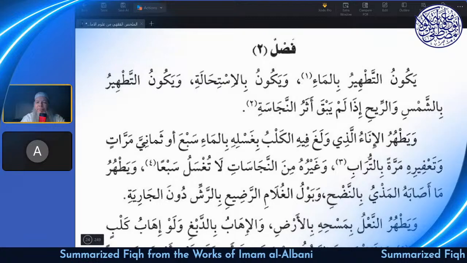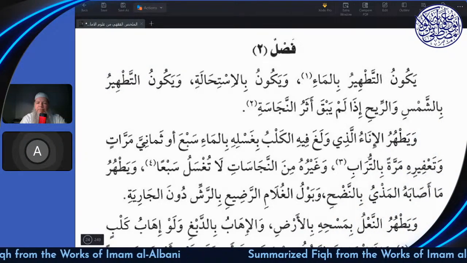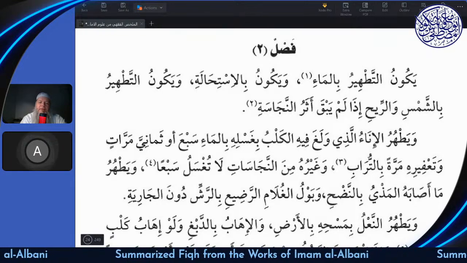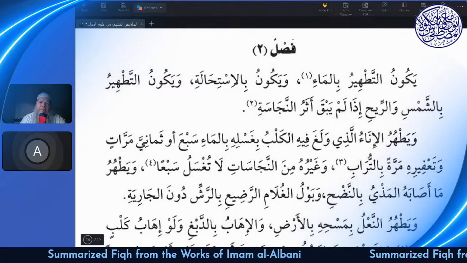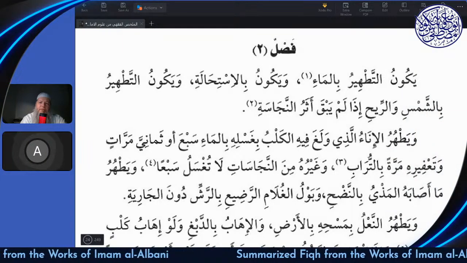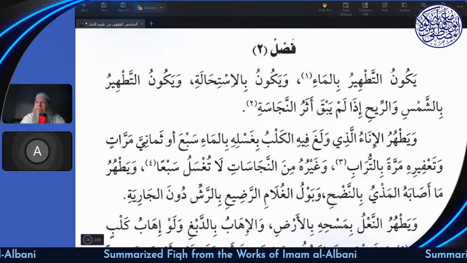ويكون تطهير بالشمس والريح إذا لم يبقى أثر النجاسة. And also purification can take place by the sun and by wind if there does not remain any trace of impurity.